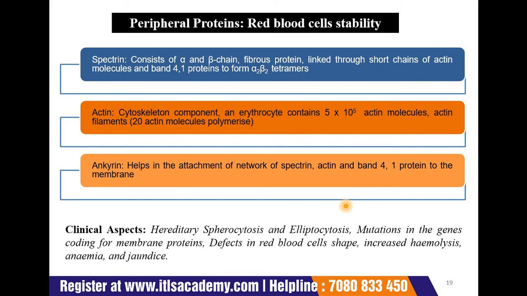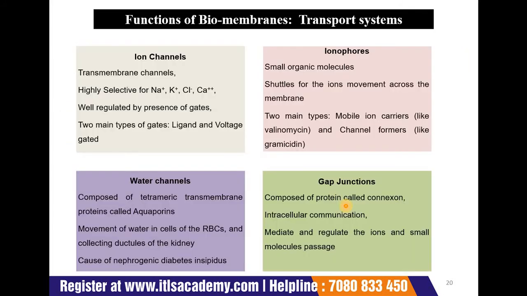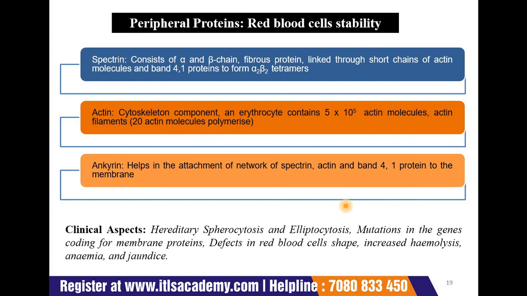They are linked through short chains of actin molecules and band 4.1 proteins to form alpha 2 beta 2 tetramers. The polypeptide chains are thought to coil around each other. An alpha beta dimer is 100 nanometers long and 5 nanometers in width. Another is actin, which is a cytoskeleton component, and erythrocytes contain 5 into 10 to the power 5 actin molecules. They are basically filaments that polymerize. About 20 actin molecules polymerize to each other and form very short actin filaments.